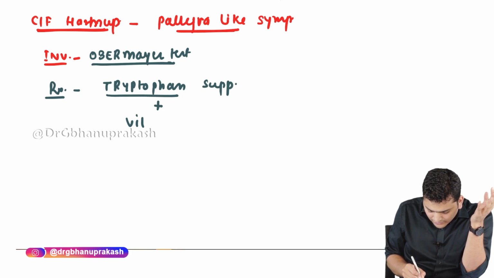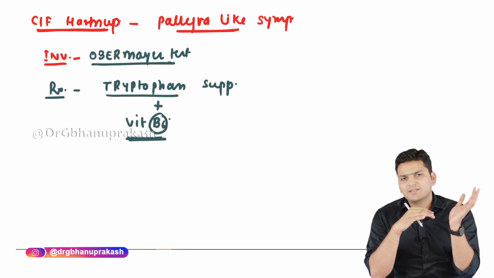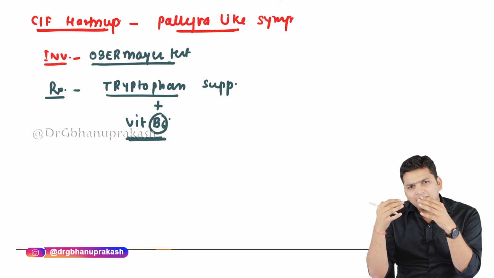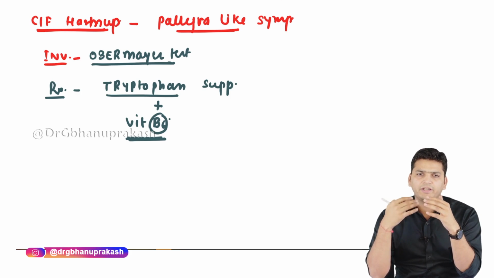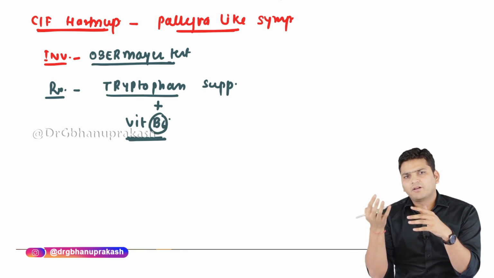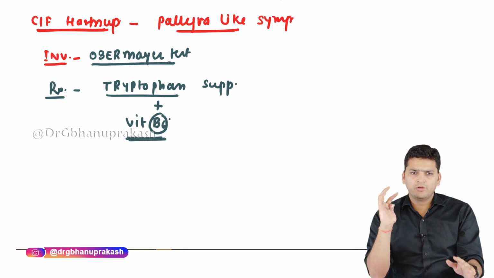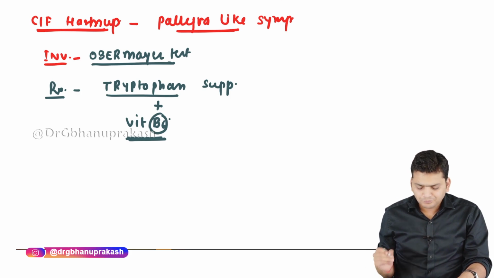Along with that, we will give vitamin B6, because vitamin B6 is going to help in more niacin synthesis. If you see the niacin synthesis pathway that we have discussed just now, the rate limiting enzyme of niacin synthesis, quinolinate phosphoribosyl transferase, requires vitamin B6. So for the treatment of Hartnup, we are going to use vitamin B6. This is all about Hartnup that we should know.